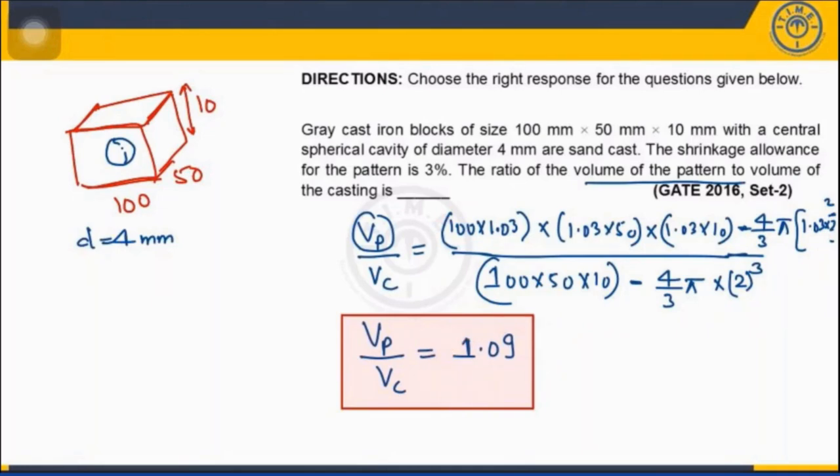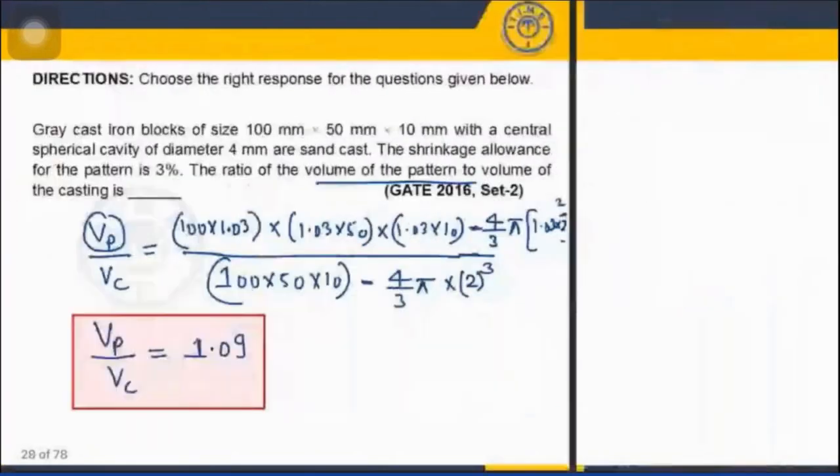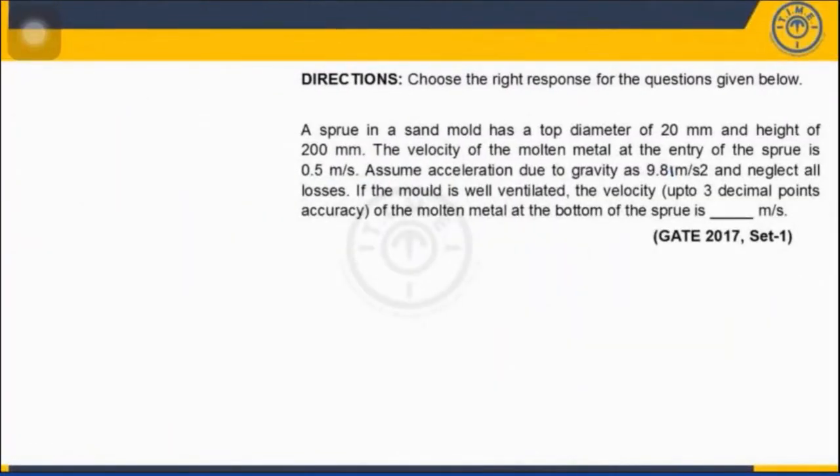Okay, one more question, the last question I want to discuss before ending this session. And I will suggest you read the question and try to solve. This question is basically related to calculating the velocity of molten metal at the bottom of a sprue.